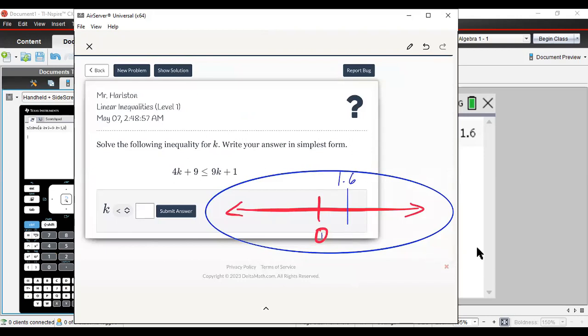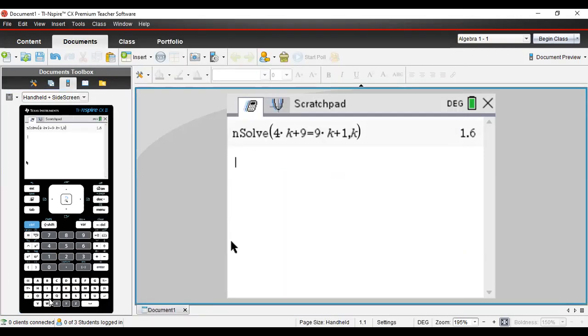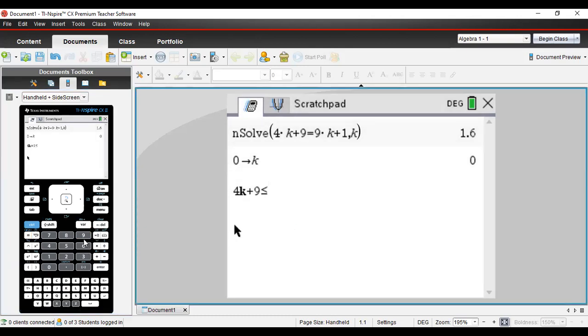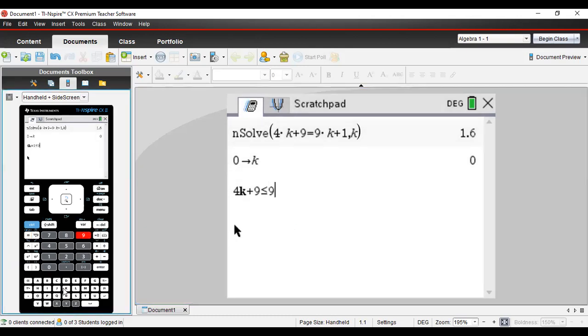So all we're going to do now is say 0, and we're storing it into the letter K. And then we're just going to type in the original inequality, which was 4K plus 9 is less than or equal to 9K plus 1. And we say this, and it says false.